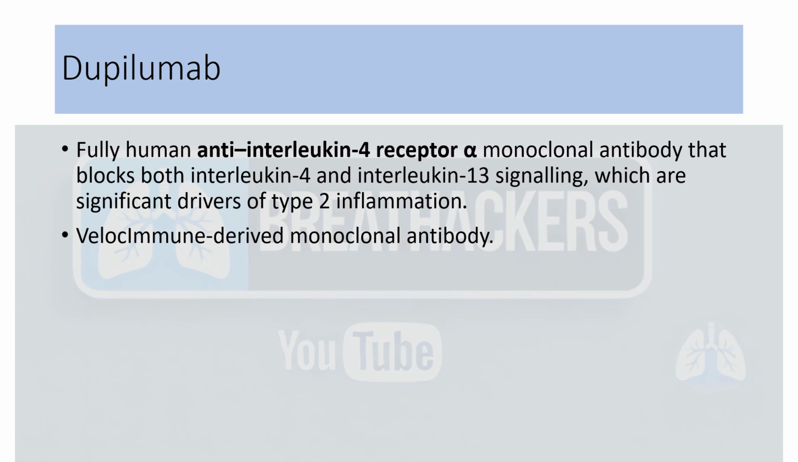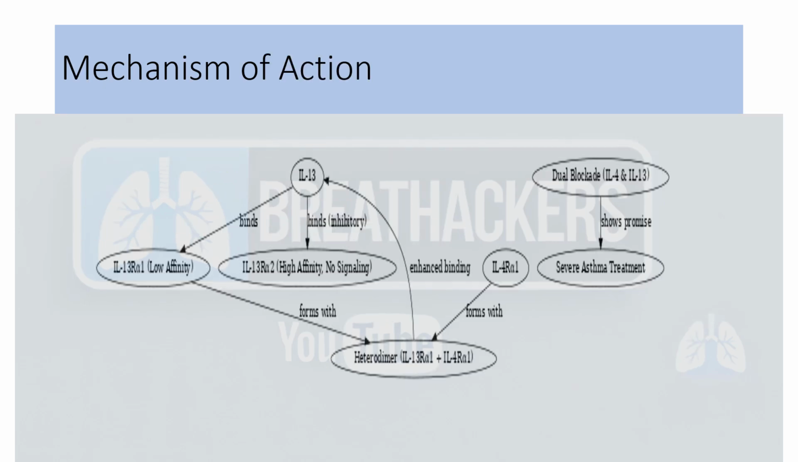type 2 inflammation. So it is a Veloc immune derived monoclonal antibody, where the Veloc immune means technology which produces fully human antibodies for therapeutic use. It uses genetically modified mice with humanized immune system and that create antibodies which can be quickly developed into medicines.